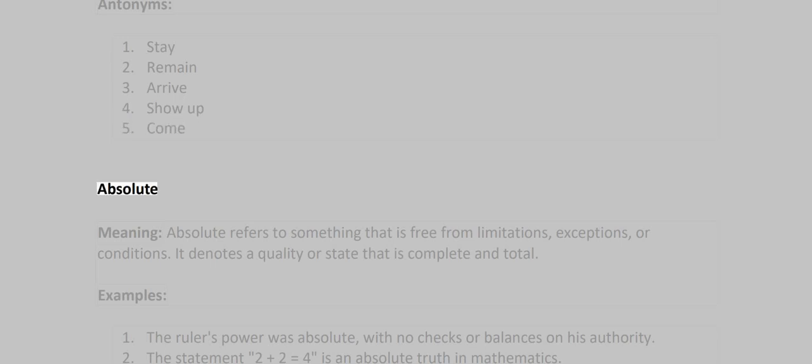Absolute. Meaning: absolute refers to something that is free from limitations, exceptions, or conditions. It denotes a quality or state that is complete and total. Examples: 1. The ruler's power was absolute, with no checks or balances on his authority. 2. The statement 2 plus 2 equals 4 is an absolute truth in mathematics.